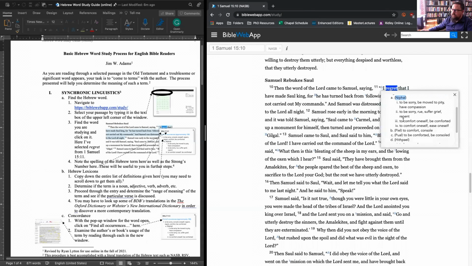Now, some of these words like nifal, piel, pual, and hithpael are going to be confusing to you. These are just ways that you say something in Hebrew. They're not quite tenses. They more indicate type of action.